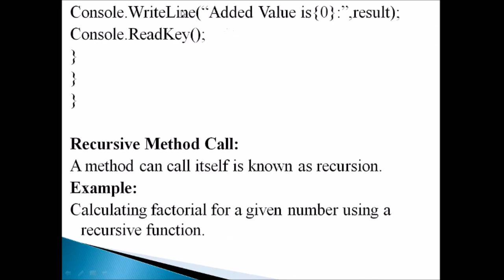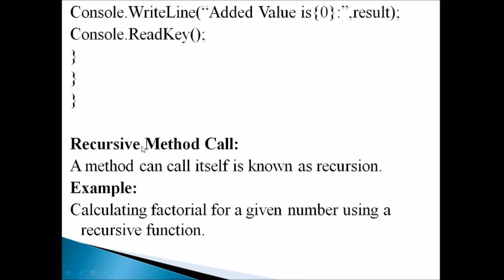And then the next line is Console.WriteLine, added value is, this is the place where the answer should be displayed. The value is held by the variable result. It will be displayed as a result, and then Console.ReadKey. So this is the example program to define a method and to call the defined method.